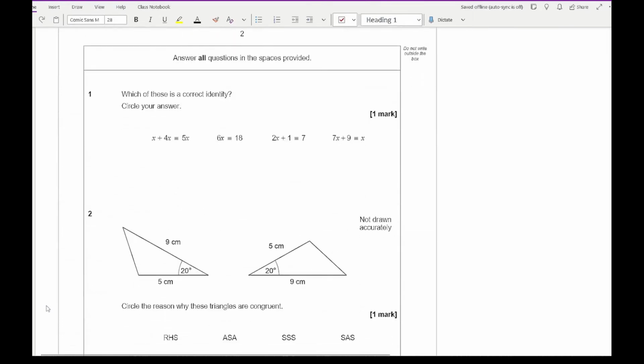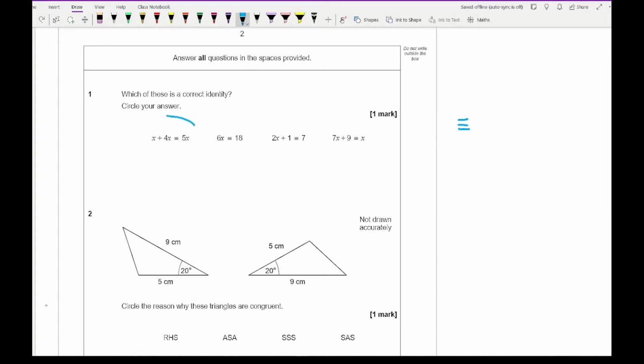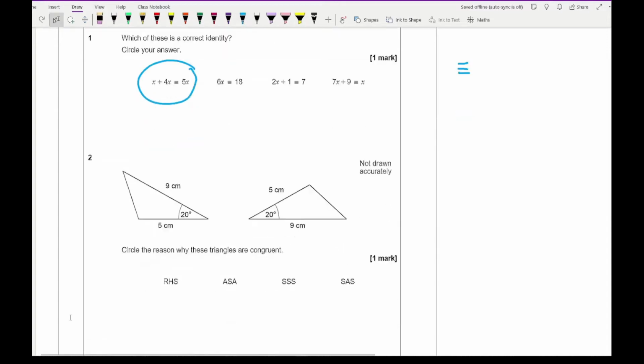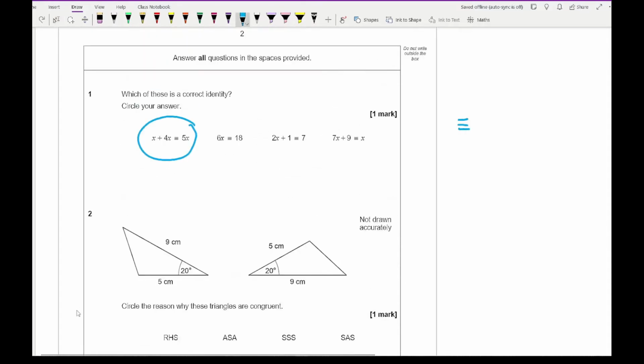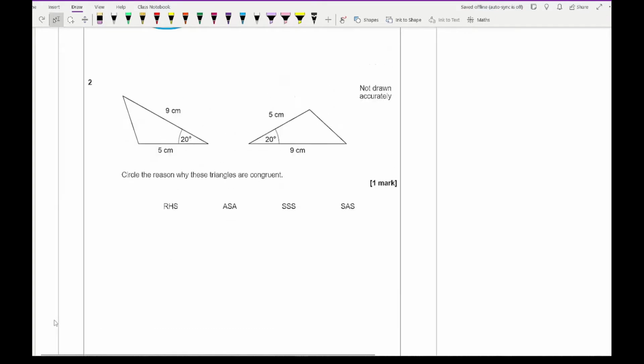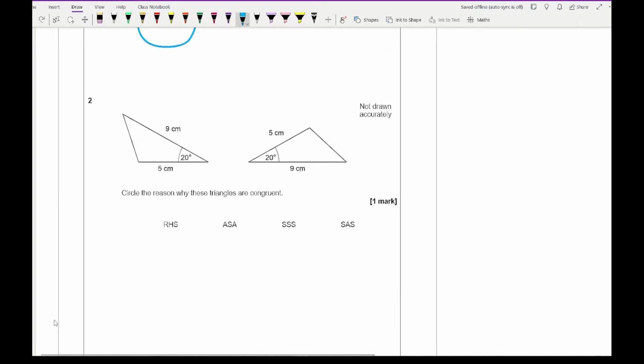So looking at the very first question, it says which of these is a correct identity. Now typically you would think all of them are identities because it's got the identity symbol of three little lines. However, an identity is where the left hand side is algebraically the same as the right hand side. So here you can see that the only one that works for that is going to be our first option. As you can see, the others are all equations but with the identity symbol.